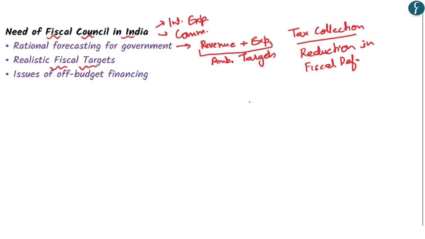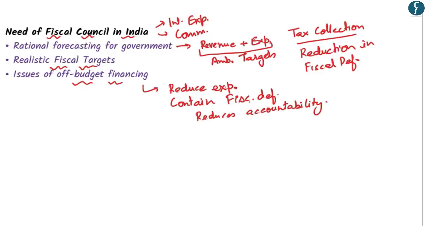Further, in recent years, the government has resorted to off-budget financing. This is done in order to reduce its expenditure and to contain the fiscal deficit. The CAG has raised concern with respect to off-budget financing since it understates the government's fiscal deficit and reduces accountability of the government to the Parliament. Now, keeping this in mind, we need a fiscal council in India.